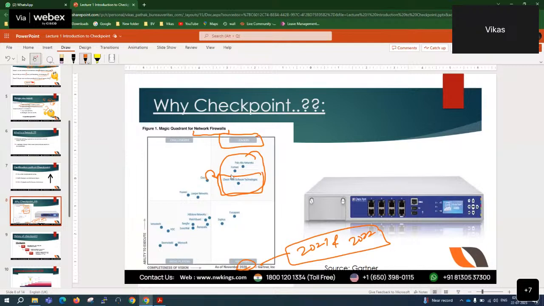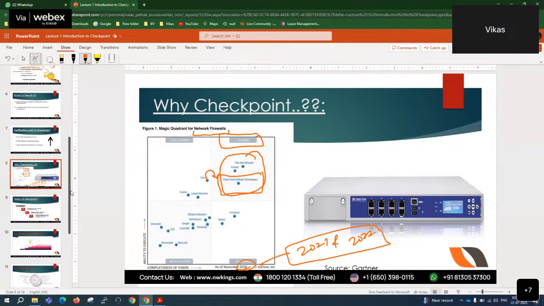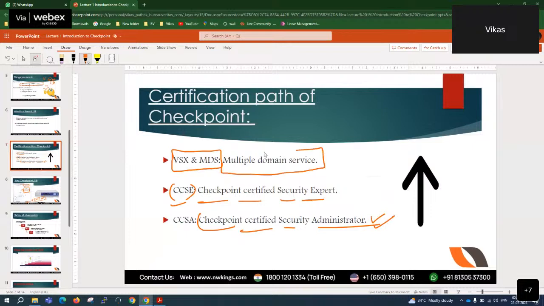All right. Now, before proceeding, let me show you the certification path. The base and first certification is CCSA, which is Checkpoint Certified Security Administrator. Then you have CCSE, which is Checkpoint Certified Security Expert. And you have VSX and MDS available after CCSE, where multi-domain services come into the picture.